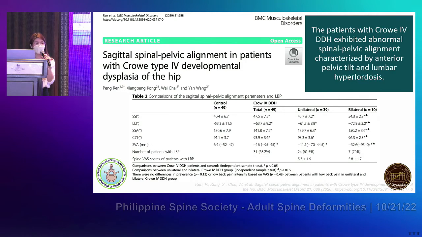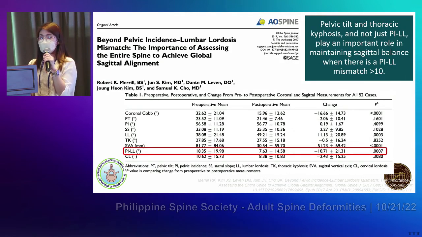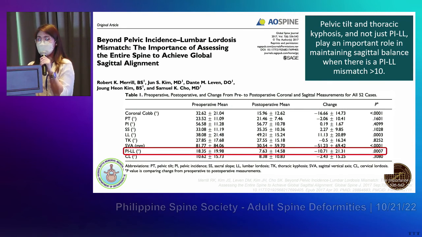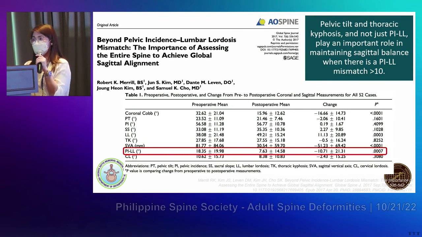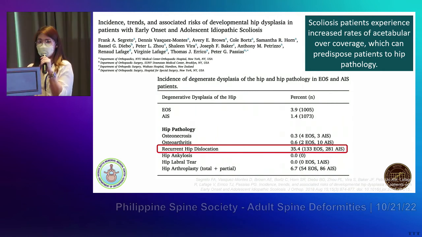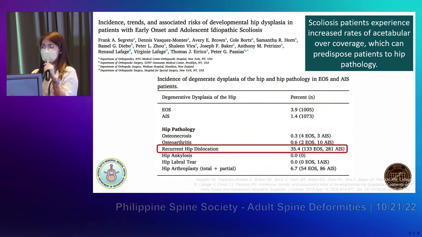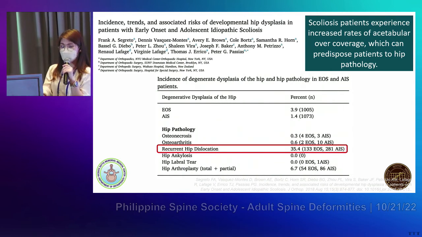For a quick discussion, in patients presenting with Crowe type 4 DDH, there seems to be abnormal spinopelvic alignment characterized by an anterior pelvic tilt and lumbar hyperlordosis. Accordingly, we must also note that the pelvic tilt and the thoracic kyphosis, and not just the pelvic incidence and lumbar lordosis mismatch, are critical in maintaining sagittal balance, especially when there is a PI-LL mismatch of more than 10 degrees. The current incidence for patients presenting with AIS with concurrent bilateral hip dysplasia is noted to be 3.5 to 6.4% in current literature, and there seems to be an increase in the rates of acetabular overcoverage, which can predispose patients to additional hip pathology, more commonly recurrent hip dislocation.